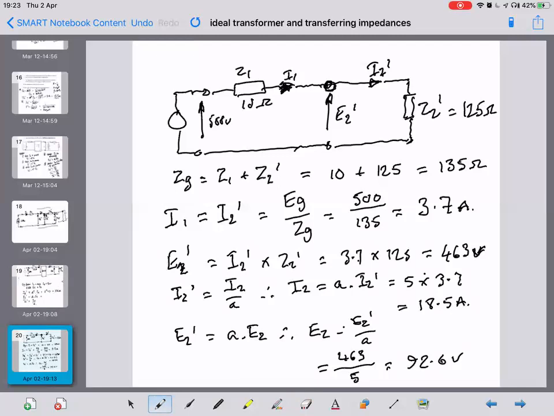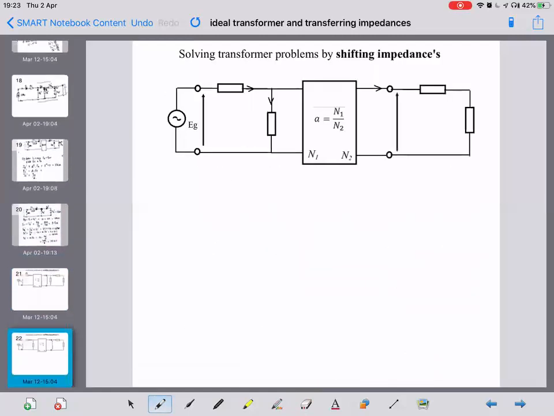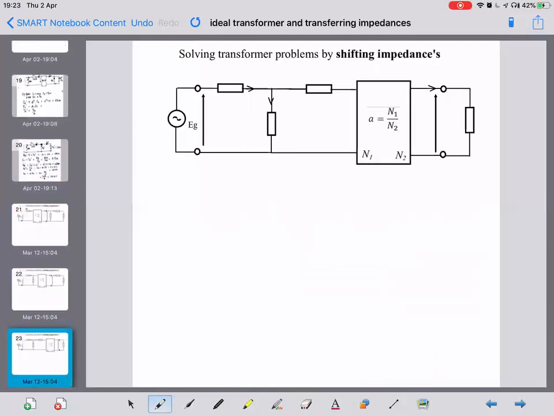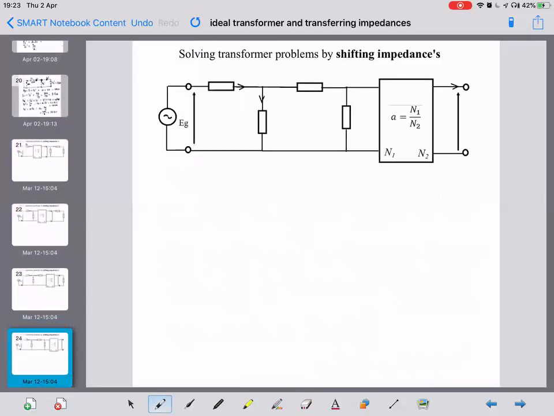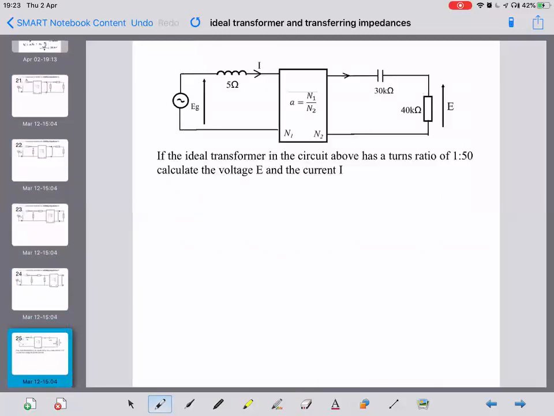Right. Let's have a look what else we've got on the pages that you've got here. Skip over that one for a minute. We'll have a quick look at this. I'm just going to turn the light on.